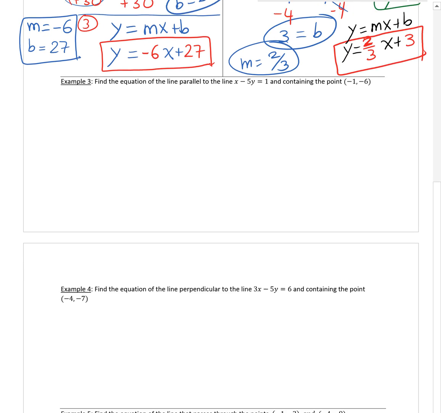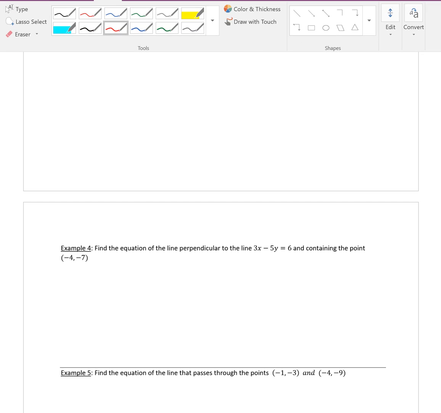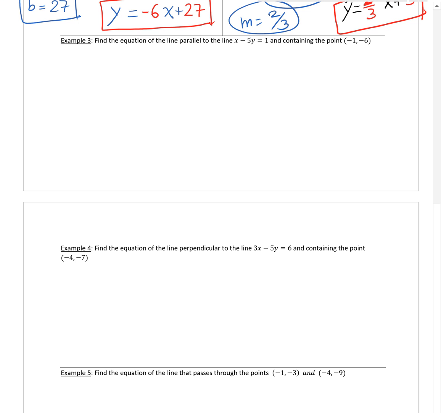Okay. So far, so good. Let's see about this next example. We're going to be doing more of the same thing. They're just going to give us the information in a different way. In example 3, they say, find the equation of the line parallel to the line x minus 5y equals 1 and containing the point -1, -6.